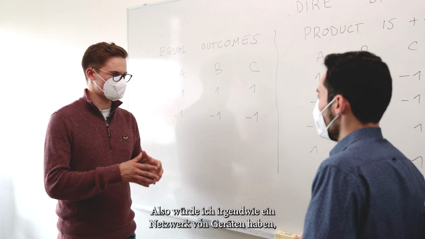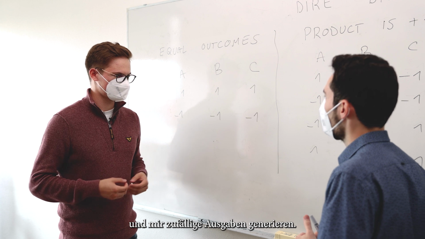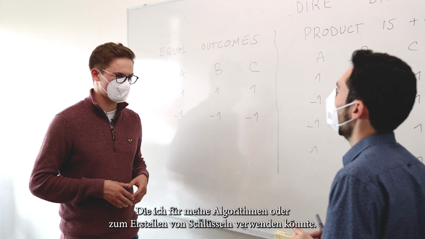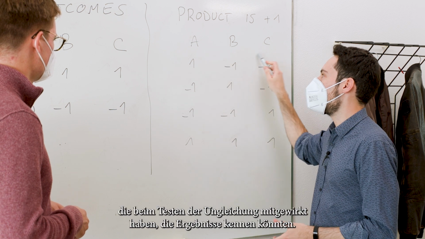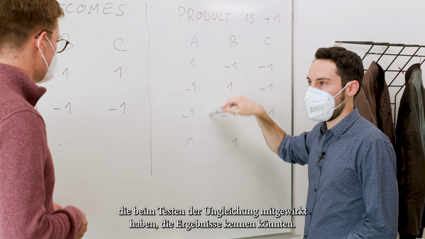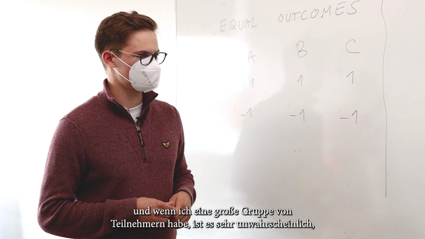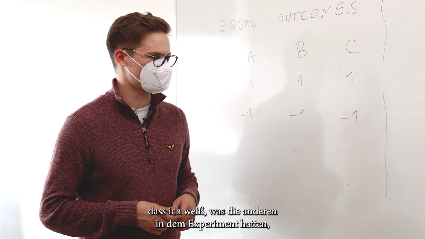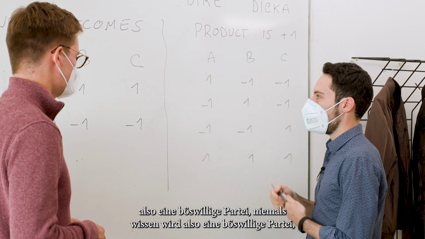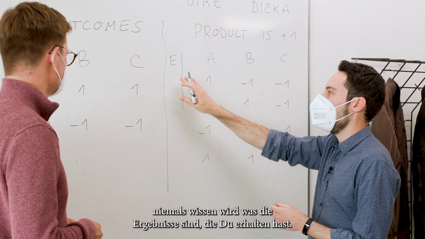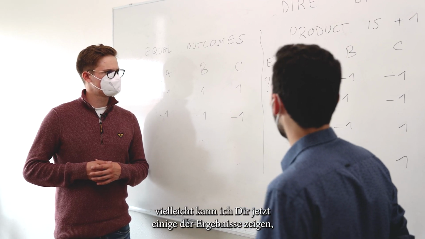So I would have a network of devices that communicate with each other and generate random outputs that I could use for my algorithms or for establishing keys. Exactly. And you're sure that only you and eventually the other parties that contributed in testing the inequality might know the outcomes. You, of course, know them. They are yours. But any external party doesn't know them. If I have a big group of participants, it is very unlikely to know what the others had in their experiment. But still, the theory allows you to prove with certainty that anybody who does not participate in the experiment, let's say an external party, a malicious party Eve, will never know the outcomes that you obtained.